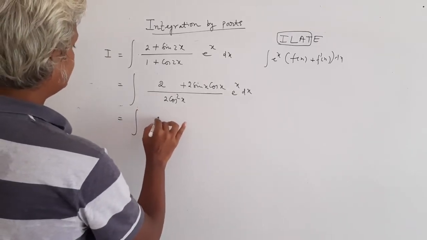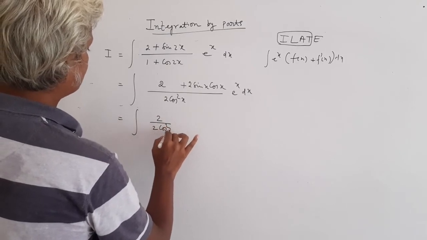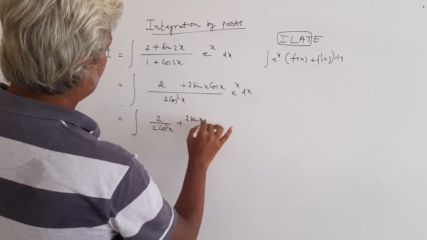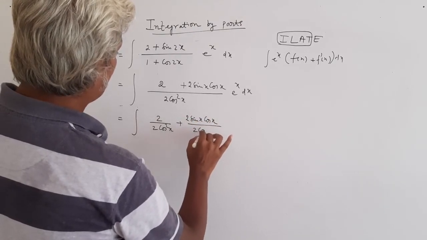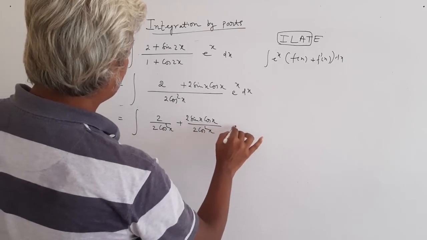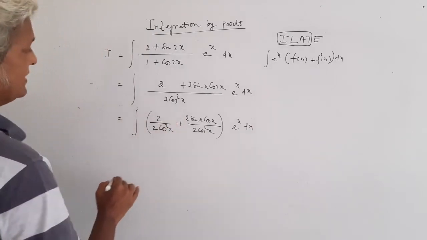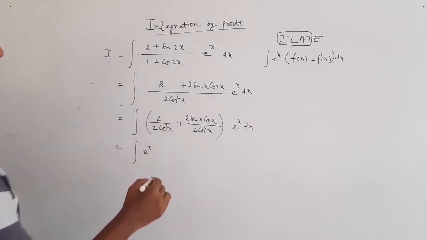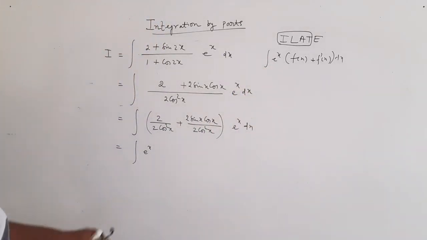So this is 2 over 2 cos square x plus 2 sin x cos x over 2 cos square x and e to the power x dx. Then you see that I can write e to the power x first. There is no need, but in this standard form e to the power x is always written first. That's why here I am trying to bring it first.